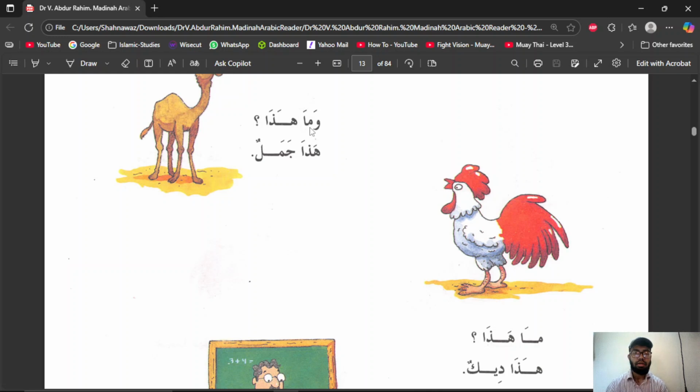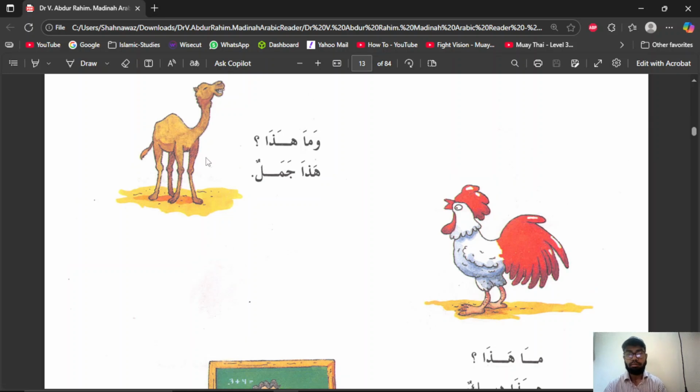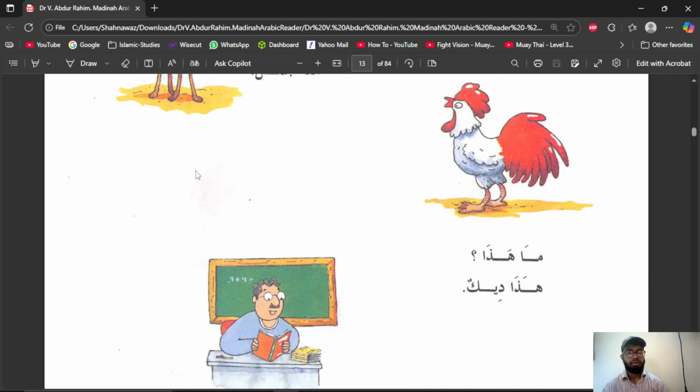Wama hada, and what, like we said, wa means and. Ma means what, hada means this, and what is this? So this picture looks like a camel. So camel in Arabic is called jamalun. So we say hada jamalun. This is a camel. Similarly, this picture is asking a question, ma hada, what is this? Now, this does look like a rooster. So rooster in Arabic is called dikun. So, hada dikun.